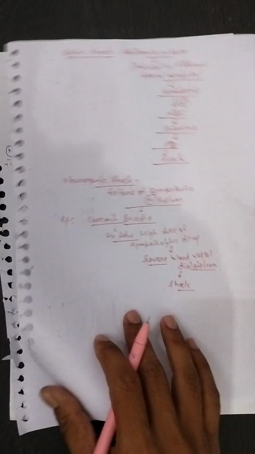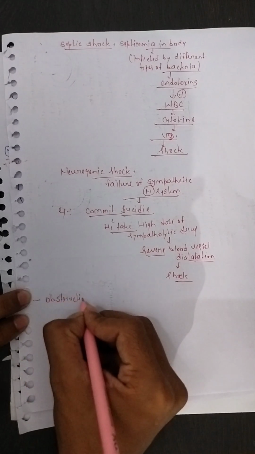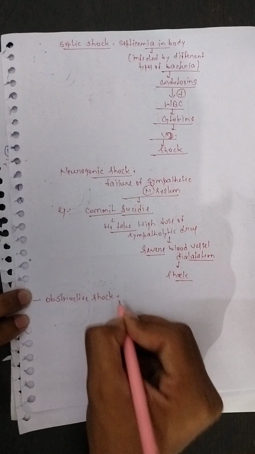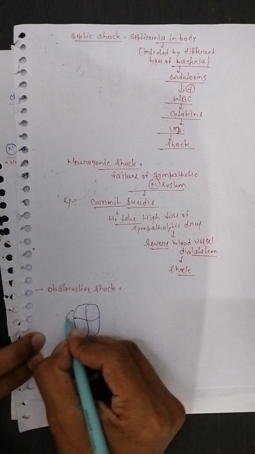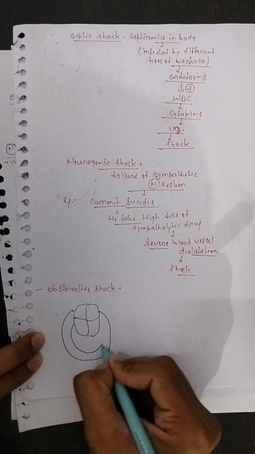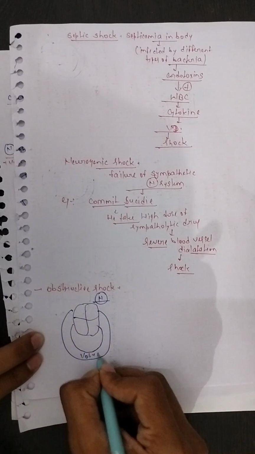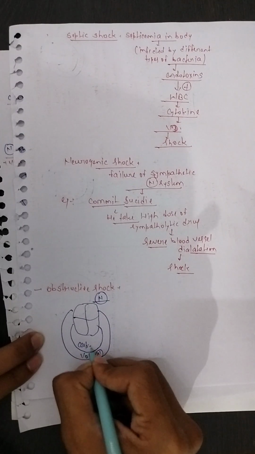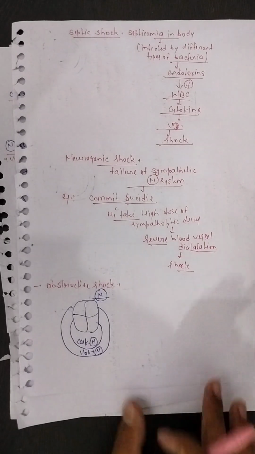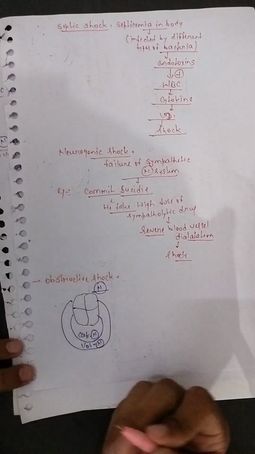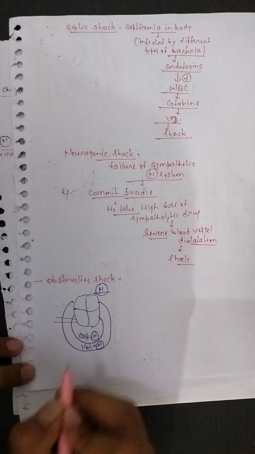Now the last shock remaining is the obstructive shock. What is obstructive shock? Suppose this is our heart. Here our heart is normal, meaning the myocardium is normal, the volume is also normal, and the capacity is also normal. In spite of all these things, there is development and generation of shock. How can it be possible? It can be possible if we put an obstruction here.